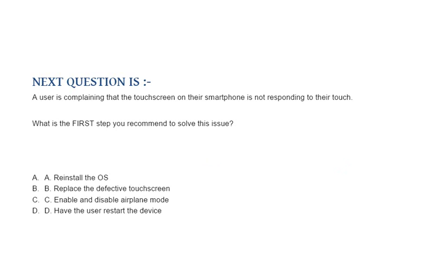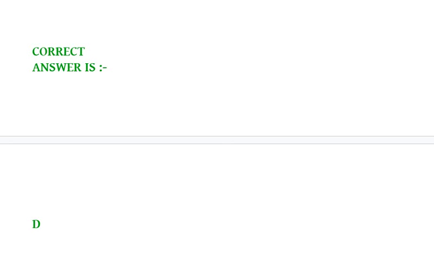Question is, a user is complaining that the touchscreen on their smartphone is not responding to their touch. What is the first step you recommend to solve this issue? Option A. Reinstall the OS. Option B. Replace the defective touchscreen. Option C. Enable and disable airplane mode. Option D. Have the user restart the device. Correct answer is option D.